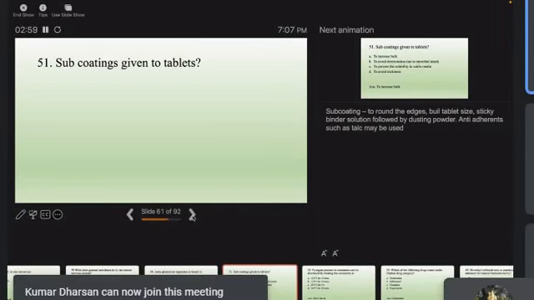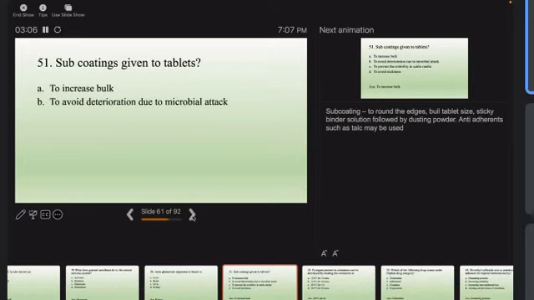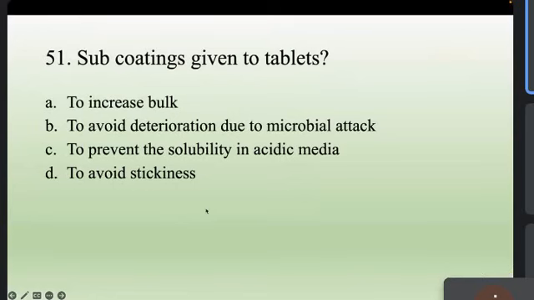Nothing. Okay, I'll just give you the options. To increase bulk, to avoid deterioration due to microbial attack, to prevent the solubility in acidic media, and to avoid stickiness. So what do you think the answer is? To prevent solubility in acidic media. Okay. What else?